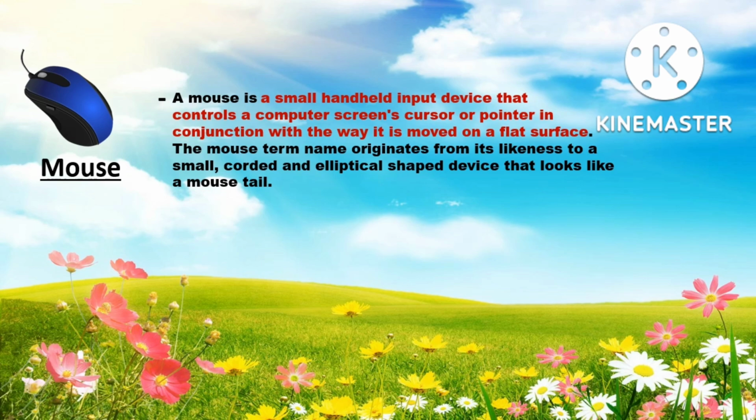So mouse is basically like the steering wheel of a car. Whichever direction you turn the steering wheel in a car, the car moves in that direction. So similarly, whichever way you move the mouse, the cursor on the computer screen moves in that direction.